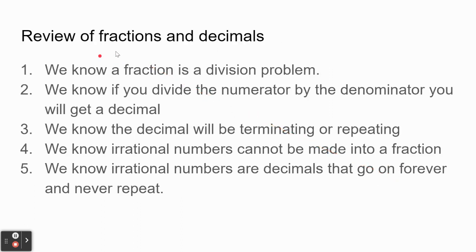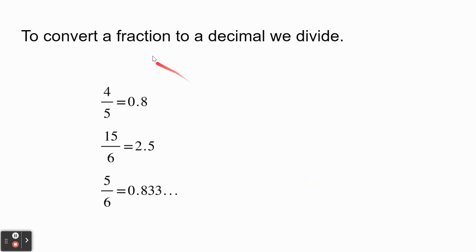Okay, so let's review fractions and decimals. We know a fraction is a division problem. We know if you divide the numerator by the denominator, you get a decimal. We know the decimal will be either terminating or repeating, and we know irrational numbers cannot be made into a fraction. We know irrational numbers are decimals that go on forever and ever and never repeat. Okay? So to convert a fraction to a decimal, we just divide.